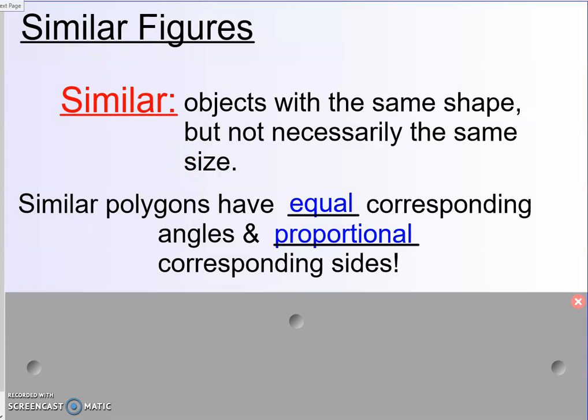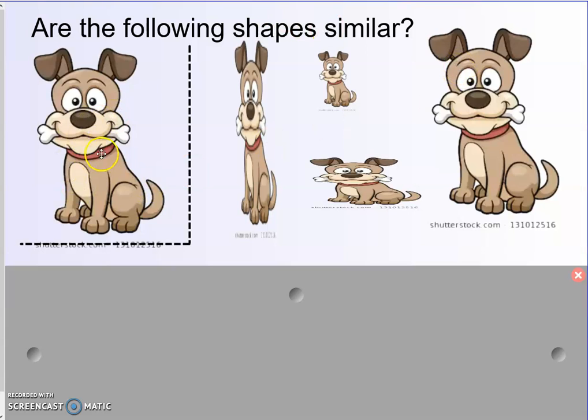So let's jump in and take a look at some similar shapes. Right here, this dog is my original shape. Which shapes over here to the left would you consider to be similar shapes? Well, again, that idea of similar means same shape, not necessarily the same size. You'll notice this dog is way too skinny. Even though the height is the same as this dog, the width is not. This dog has the same proportions. It's not too skinny, nor is it too fat. So the similar dogs would be these two.